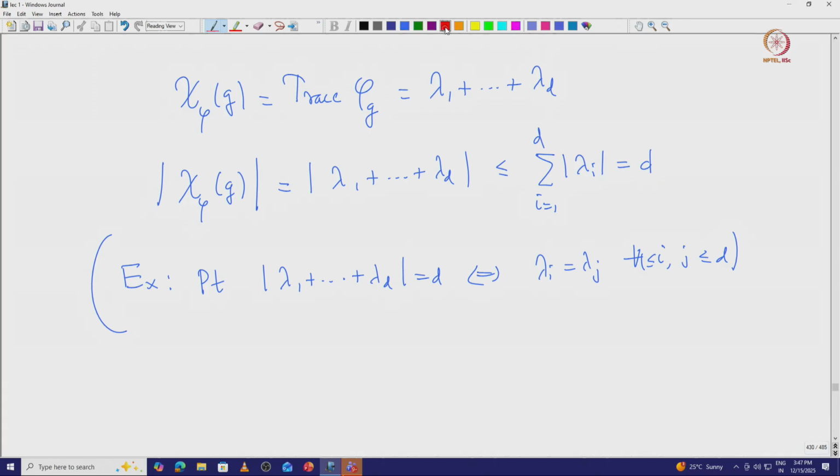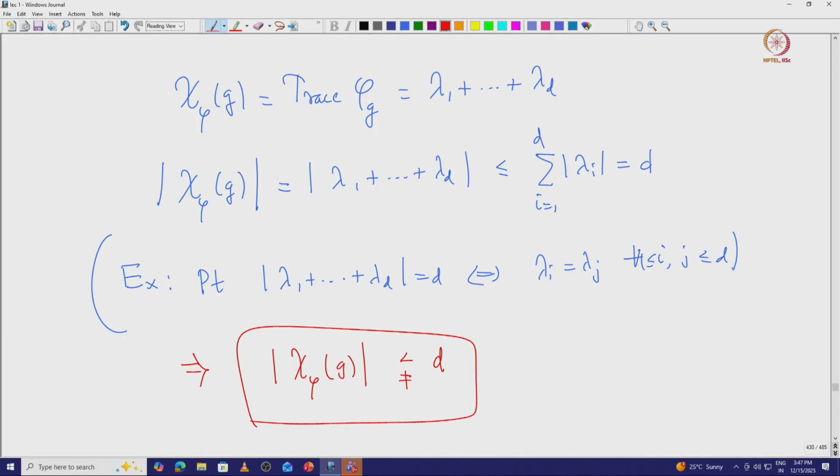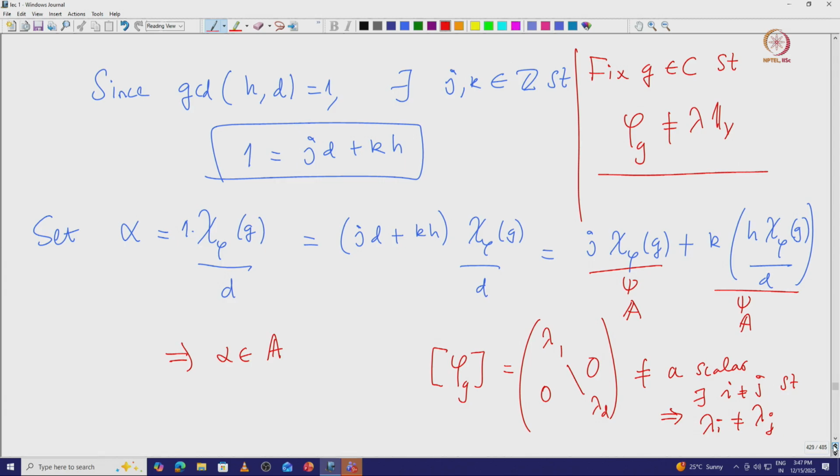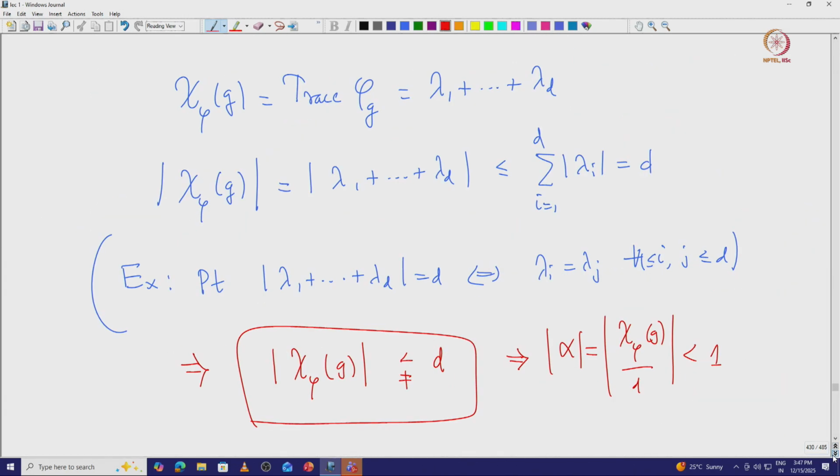So, that means we can immediately conclude that the absolute value of chi phi of g is strictly less than d. So, that immediately implies that this alpha, which is by definition chi phi of g divided by d, has absolute value strictly less than 1. So, this is what we are getting from this observation.